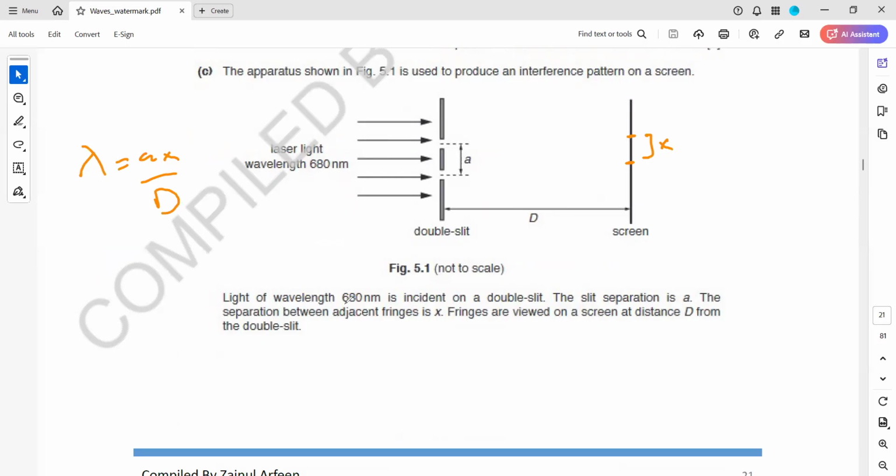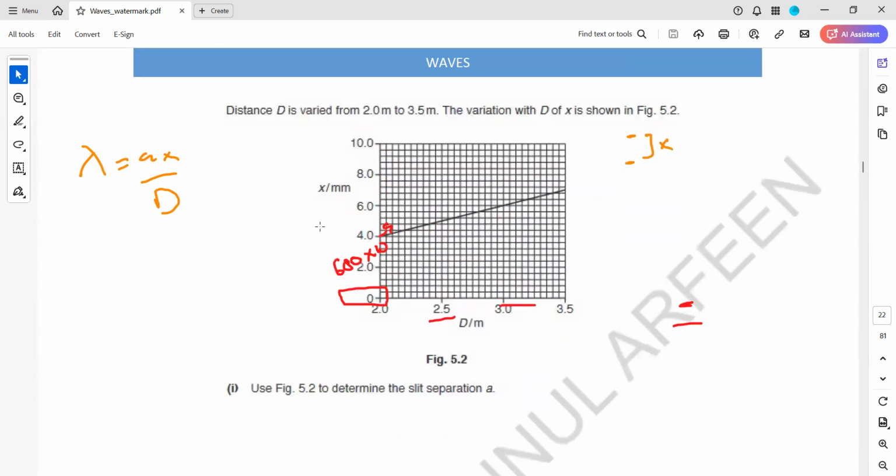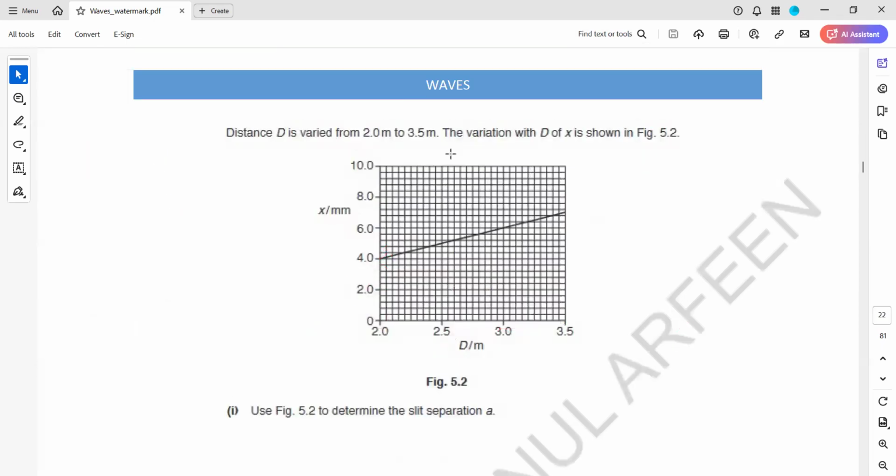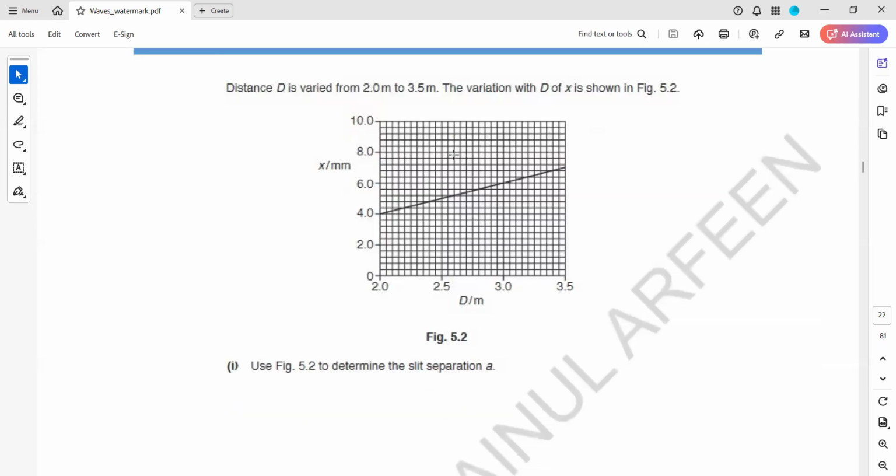A light wave with a wavelength of 680 nanometers, so 680 times 10 to the power minus 9, is incident on a double slit. The slit separation is A. The separation between adjacent fringes is X. The fringes are viewed on a screen a distance D away. Then in the question, the distance D is varied from 2 meters to 3.5 meters. The variation of X with D is shown.